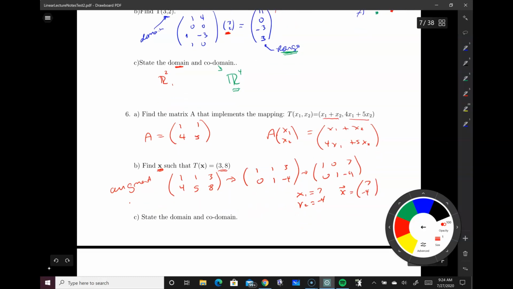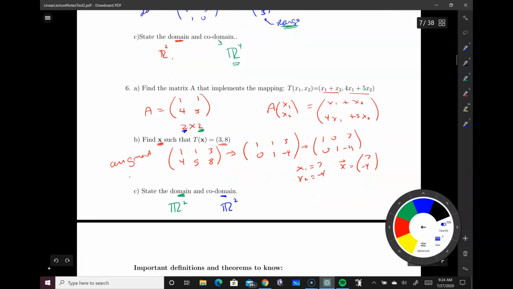So let's state the domain and the codomain. A is a 2 by 2 matrix, but let's just make sure the domain is this R2 and the codomain is this R2, just to make sure you're getting it straight in case they were different numbers.